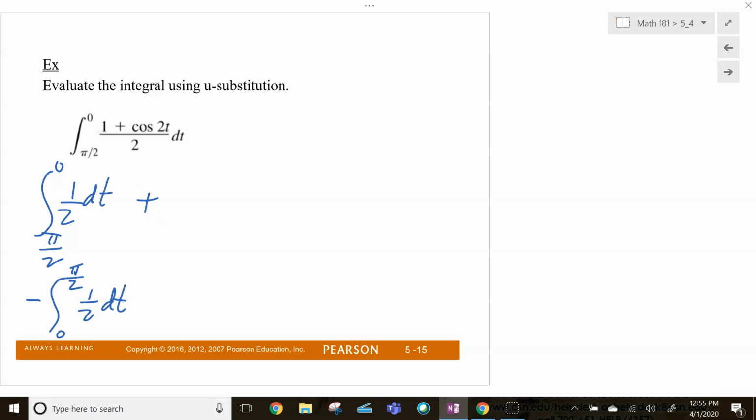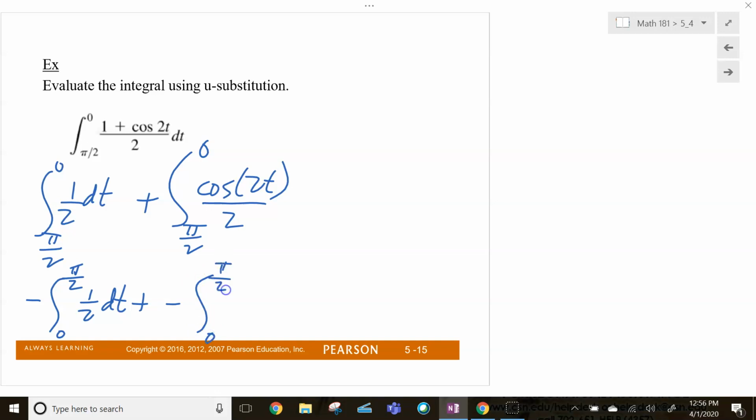And then plus we've got cosine 2t all over 2. In other words, 1/2 of that from pi halves to 0. Again, that's out of order, so I'm going to put a negative in front, switch that 0 to pi halves. Use that property, and we got 1/2 cosine 2t dt.